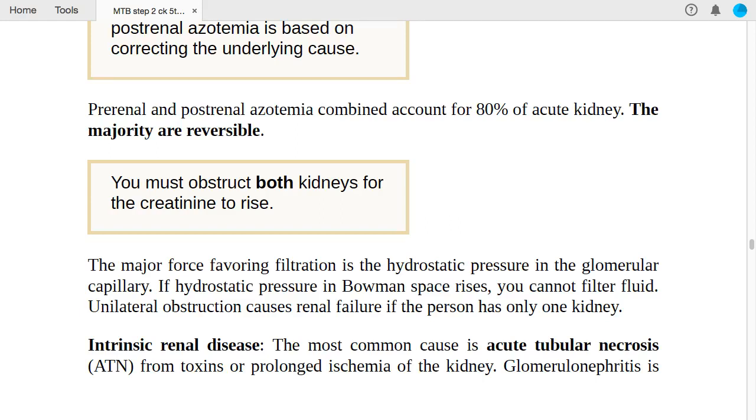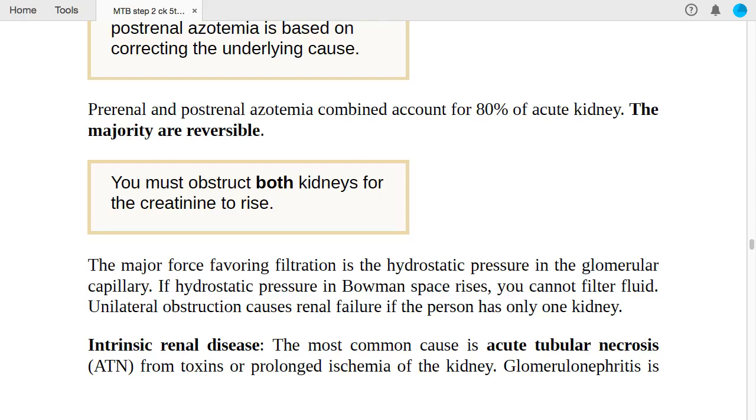Now, we have three things: first is pre-renal, second is post-renal, and if it's inside the kidney, there is intrinsic renal disease. The most common cause is acute tubular necrosis from toxin or prolonged ischemia of the kidney. Toxins are the basic thing, or prolonged ischemia. These two things are the major responsible factors for creating intrinsic azotemia.